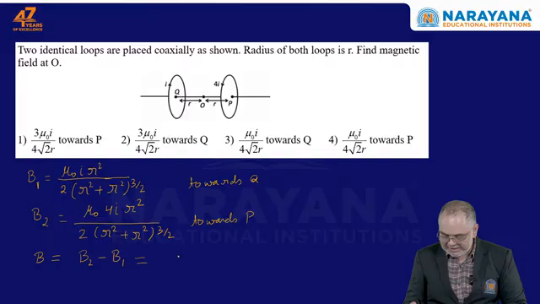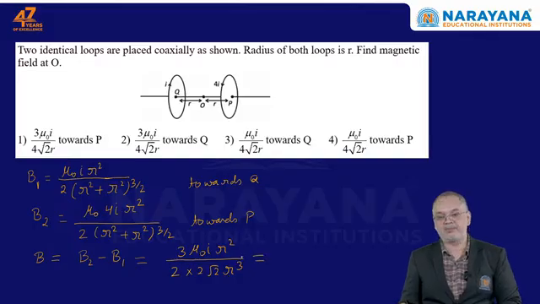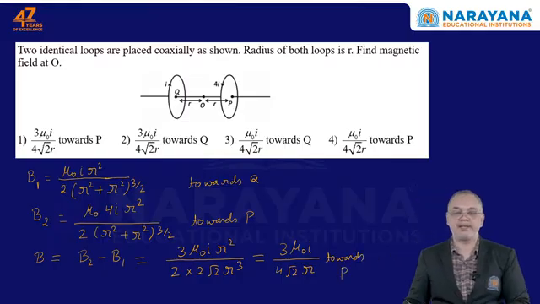So I can write this magnetic field will be what? That is 3 mu naught I into r square upon 2, now r square plus r square, that is (2r square) to the power 3 by 2. So this you can write what? This will be equal to 2 root 2 into r cube. So here r square upon r cube, r square will be cancelled. So you can write magnetic field is 3 mu naught I by 4 root 2 r towards P. So for this, answer is option 1.